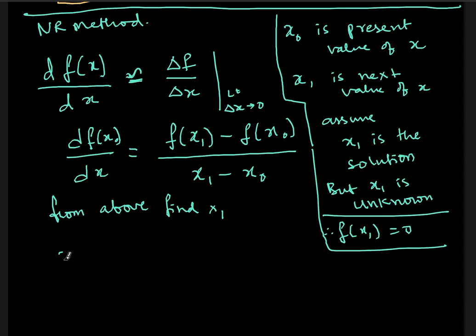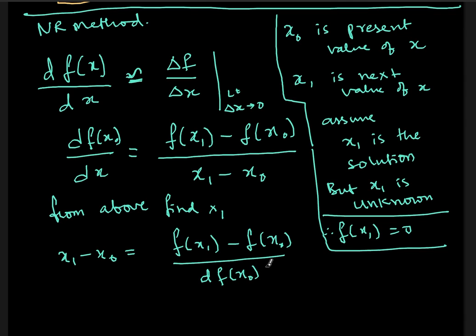So the x1 is something like this. x1 minus x0 is equal to f of x1 minus f of x0 divided by df of x0 by dx0. So this is the differentiation of the function at the location x0. I brought this term to the denominator here, and this term to the numerator here. So nothing difficult here.